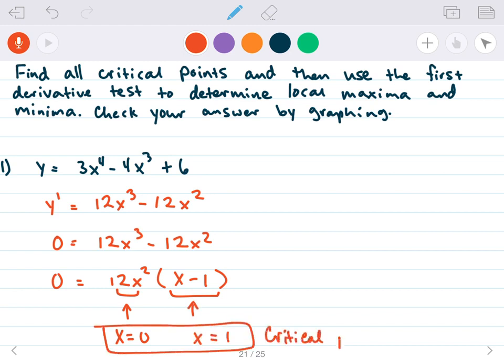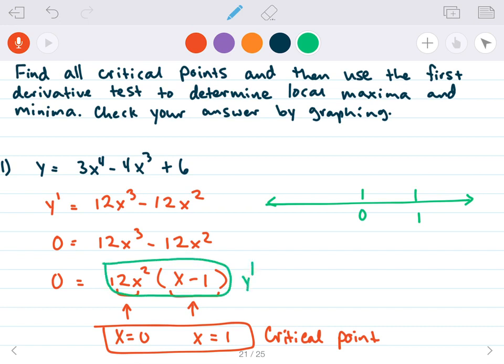For the first derivative test, we want to plot these on the number line and look at everything to the left and the right of these points. So let's do that. We have 0 and 1. And remember, for the first derivative test, we're using the first derivative. I think it's easier to use the first derivative in factored form because you can see what the signs are a little bit easier.